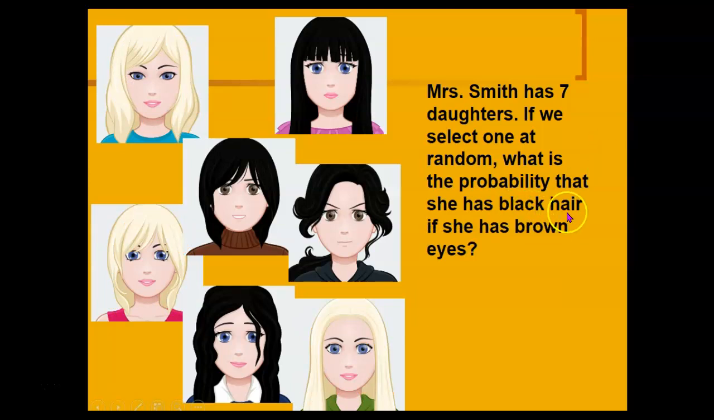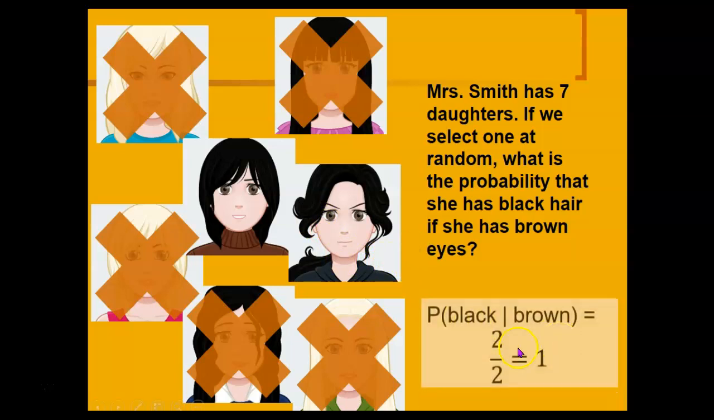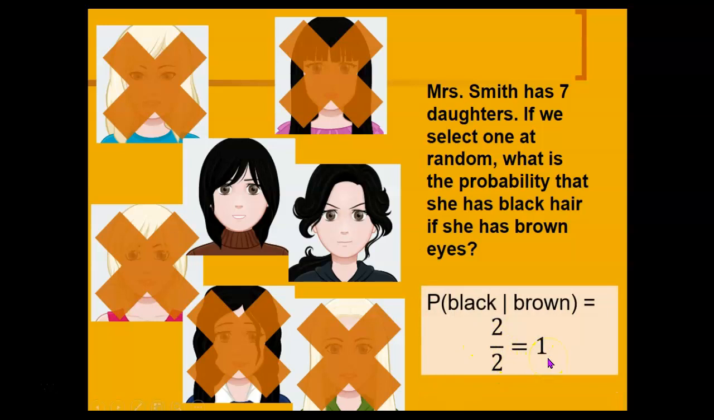What's the probability that she has black hair if she has brown eyes? So this time having brown eyes is the condition. If she has brown eyes, that means she's one of these 2. And in that case, under that condition, the probability that she has black hair is 2 out of 2, or 1. If she has brown eyes, she must have black hair.